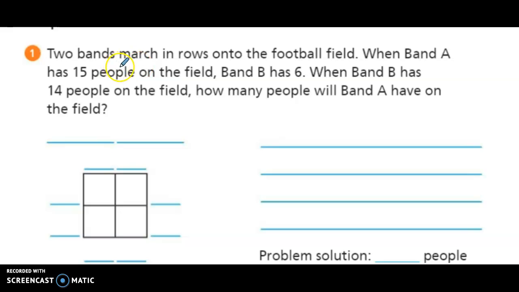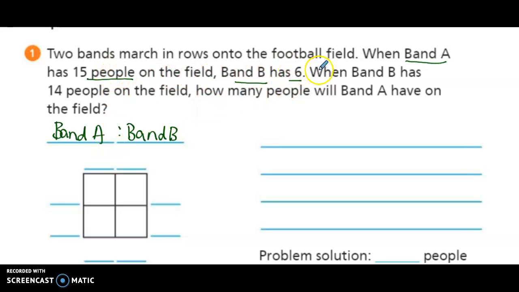So the assumption is that these two bands that are marching, whenever band A has 15 people on the field, band B has 6. So that's our assumption that this is a constant rate, 15 to 6. So the label part of the directions, I'm going to put band A here and band B. In other words, anything that shows up under this column is going to be related to band A, and anything in this column is going to be related to band B.